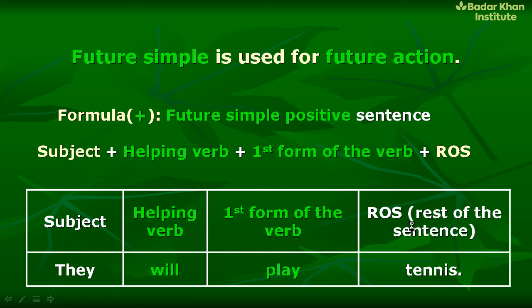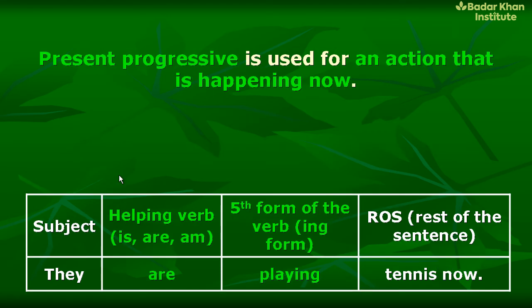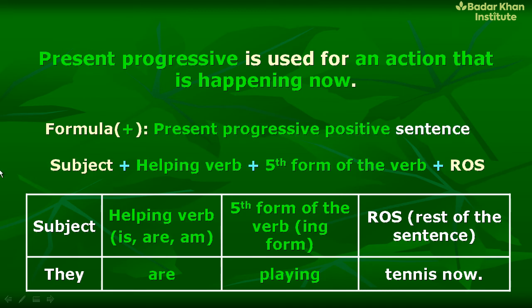Present progressive is used for an action that is happening now or nowadays. What is the formula? Subject plus helping verb plus fifth form of the verb or ing form plus rest of the sentence.